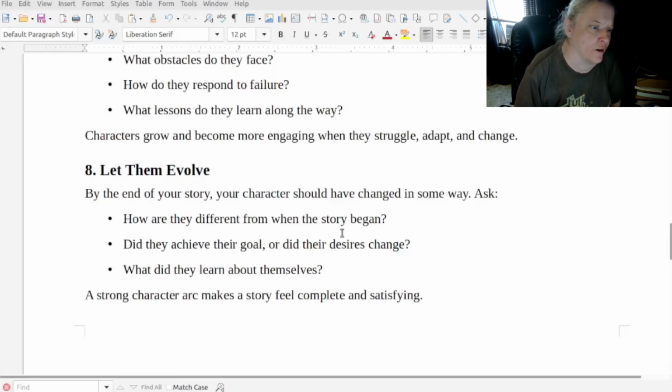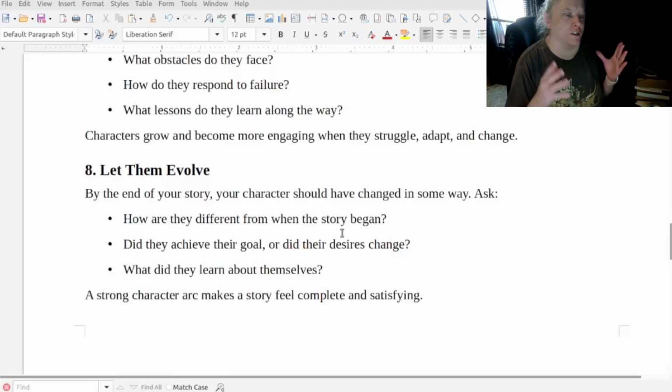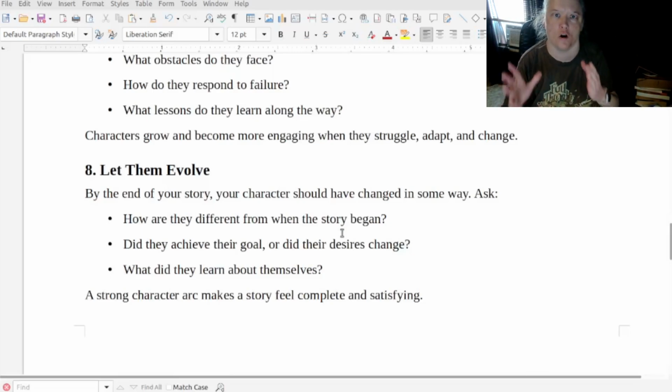By the end of your story, your character should have changed in some way, which is what I just said. So, think about, how is your character different from when the story began? Did they achieve their goal, or did their desires change? What did your character learn about themselves? A strong character arc makes a story feel complete and satisfying, especially if they grow and change and become a stronger, better character at the end, right?